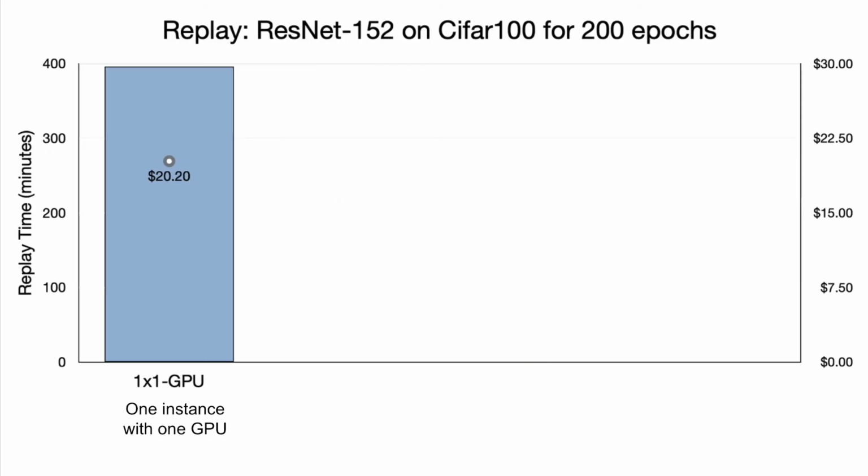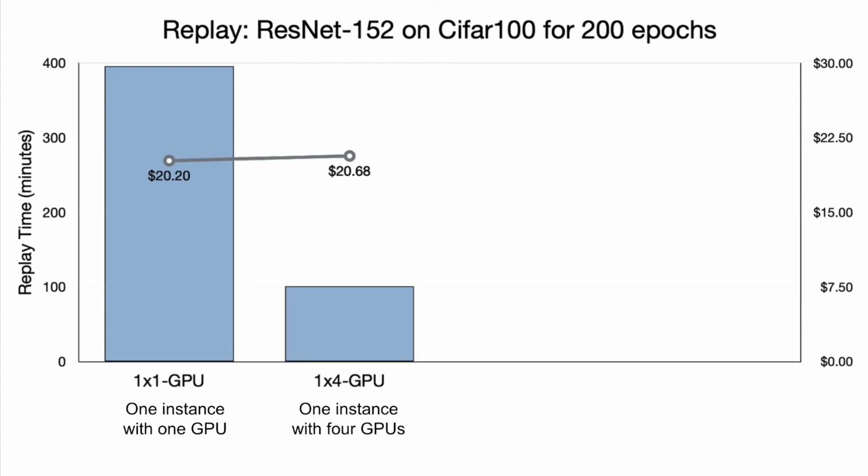Here you are seeing a 2-axis plot for the replay time for ResNet 152 on CIFAR 100 ran for 200 epochs. So far we just have one data point. It's one instance with one GPU running the experiment. The y-axis on the left plots the replay time, and the y-axis on the right plots the cost. In this case, we see that it takes approximately 400 minutes, or close to 7 hours, and the cost using an EC2 machine is $20.20.